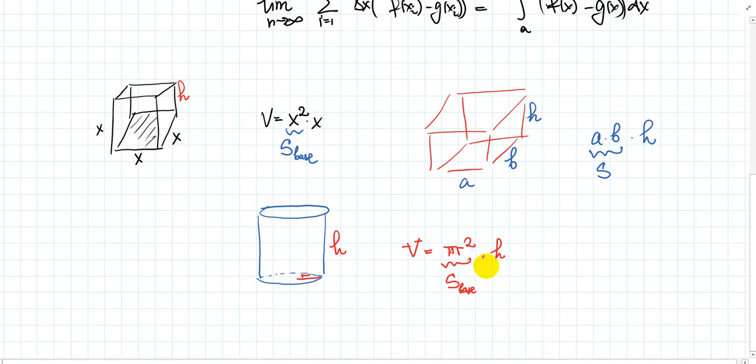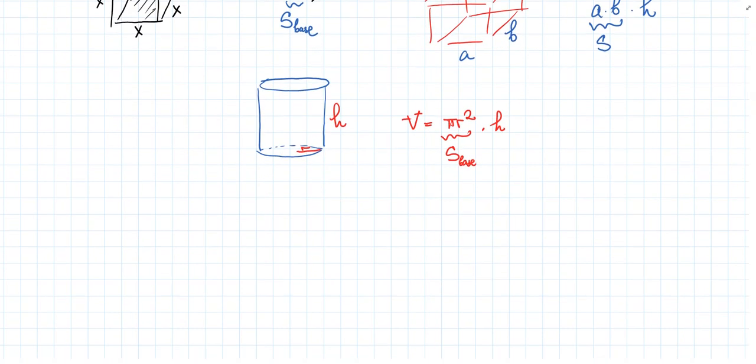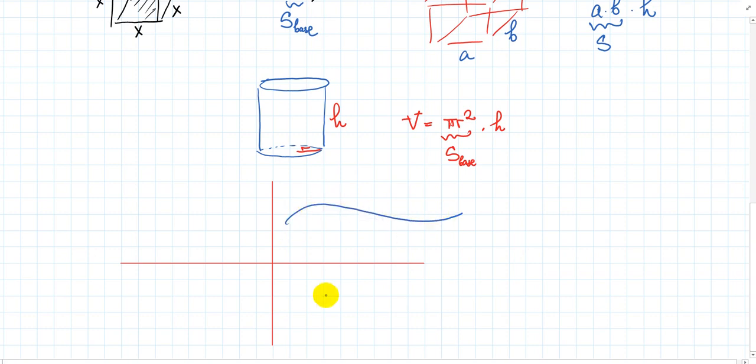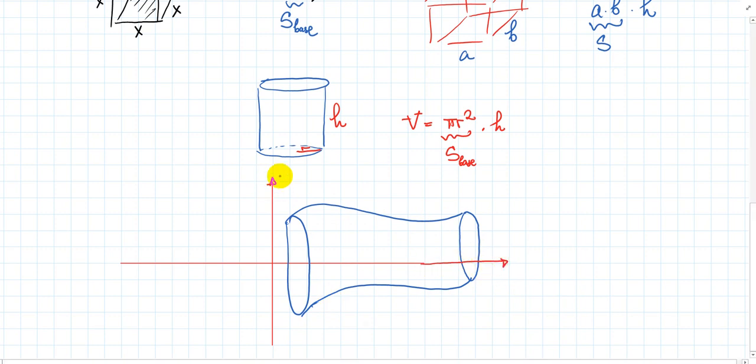Now, let's consider this situation. Let's say I've got some kind of solid object like this, for example. Okay? I would like to find its volume. I would like to know how much water it is possible to fill into this object. So this is not similar to the previous cases, right?